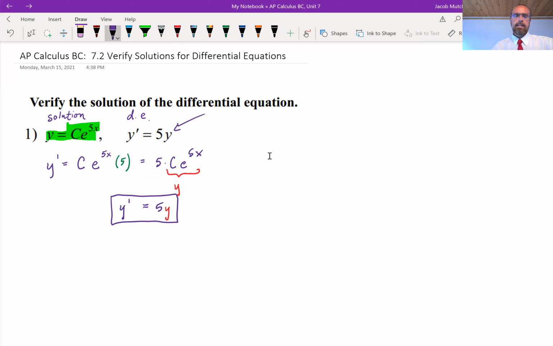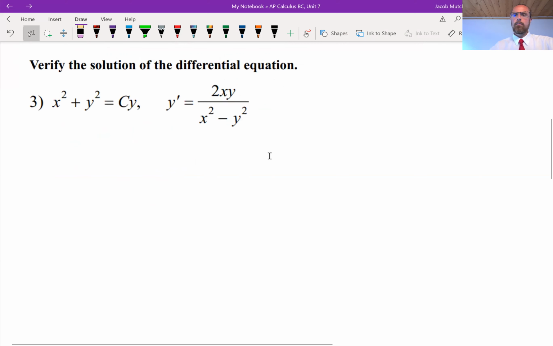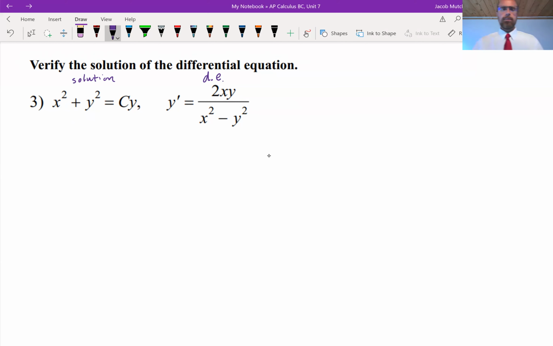Let's take a look at a second example. Our second example looks like a circle equation. X squared plus y squared equals c, constant c, times y. Again, I can tell that that's my potential solution. The differential equation is the second one, y prime equals 2xy over x squared minus y squared. So again, I start off just by identifying what's my potential solution and what's my differential equation.